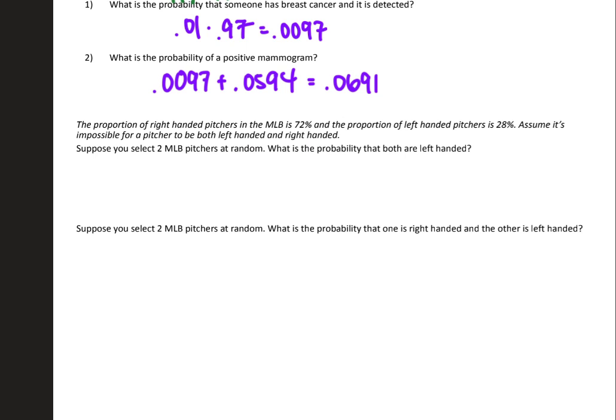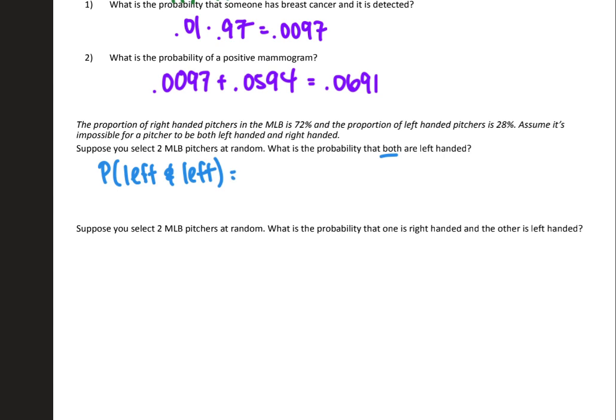So the proportion of right-handed pitchers in the MLB is 0.72, and the proportion of left-handed pitchers is 0.28. Assume it's impossible for a pitcher to be both left-handed and right-handed. Suppose you select two MLB pitchers at random. What's the probability that both are left-handed? So this is another application of the multiplication rule because we want to find the probability that the first person is left-handed and the second person is left-handed.